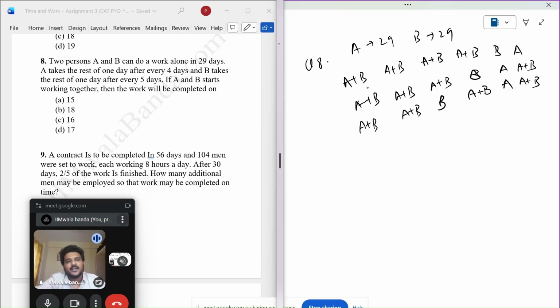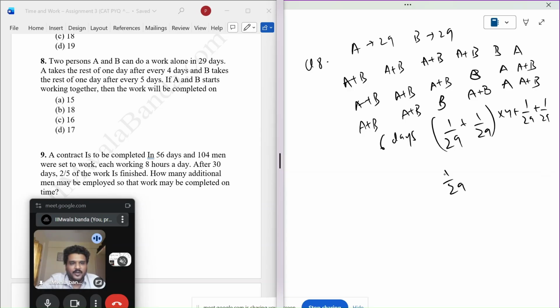So if you look at it, in every 6 days, A and B are working together for 4 days, then only B is working, then only A is working. So can I say A's 1 day work is 1 by 29, B's 1 day work is 1 by 29, they are working for 4 days, B is working alone and then A is working alone. So this essentially becomes 2 by 29 into 4 plus 2 by 29 or 2 by 29 into 5. This is in 6 days.